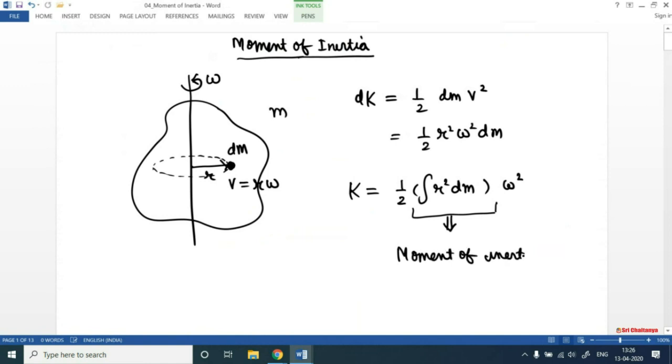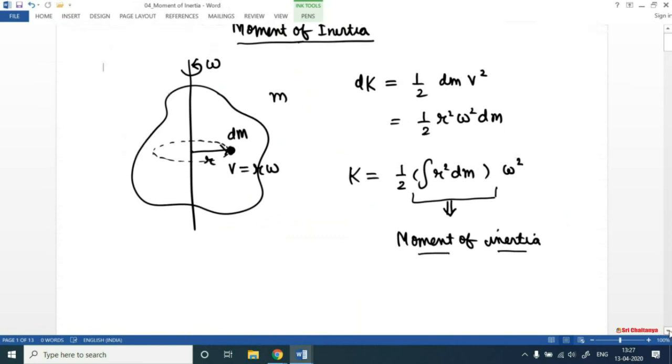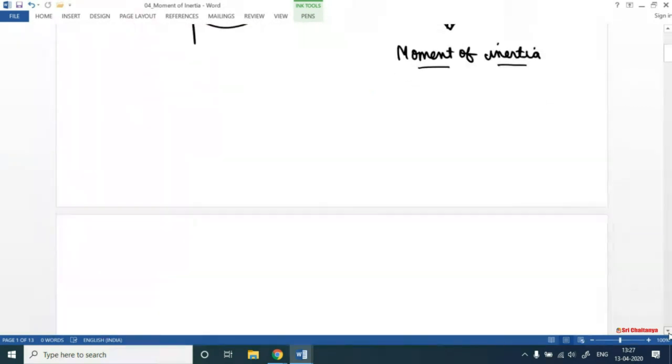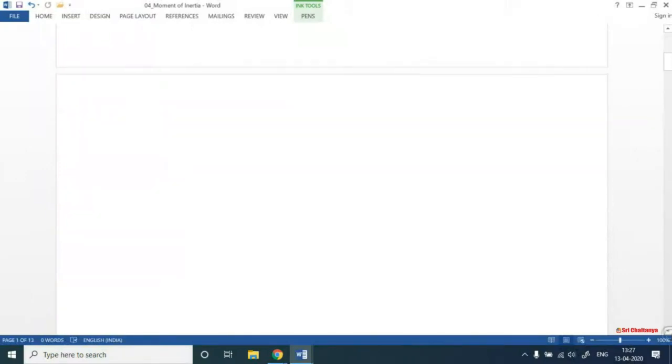This is a very, very important physical parameter, and it is known as the moment of inertia of this body. Always understand that whenever we define the moment of inertia of a rigid body, we define it with a given axis of rotation. Here this is the moment of inertia about this axis. Unless we mention the axis about which we are finding the moment of inertia, this term has no physical significance.